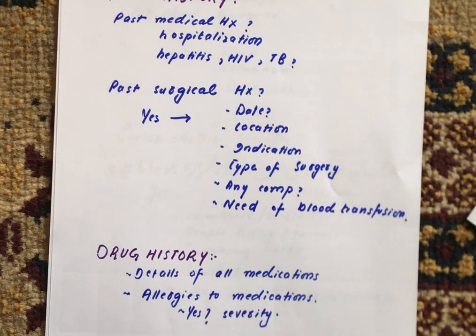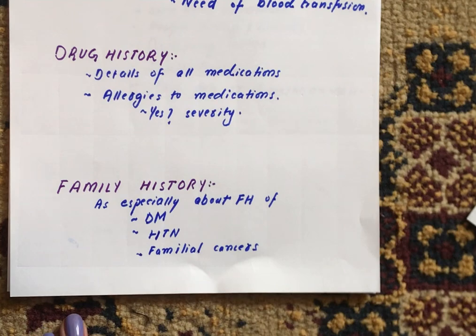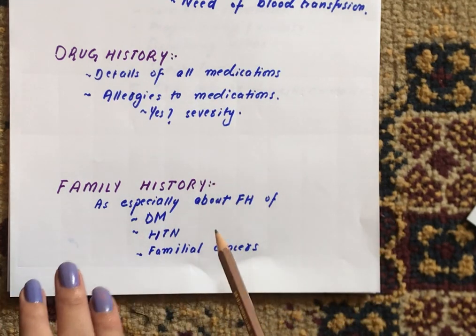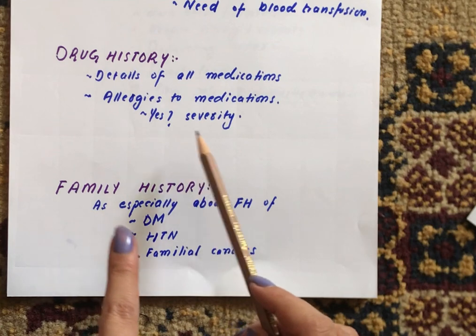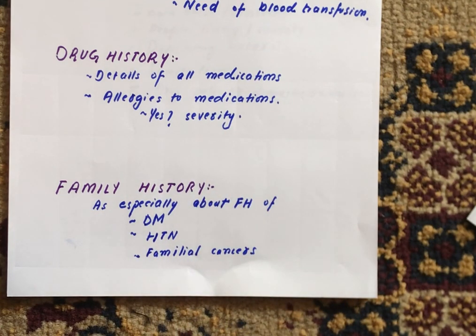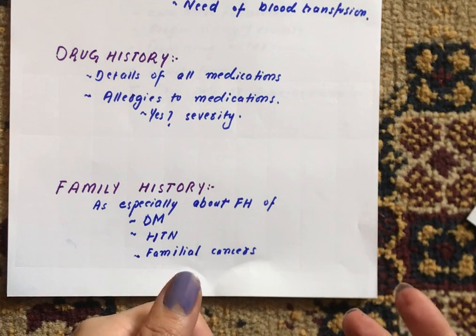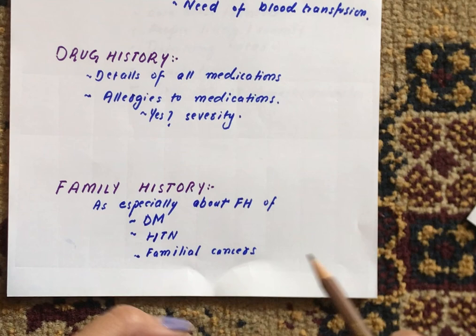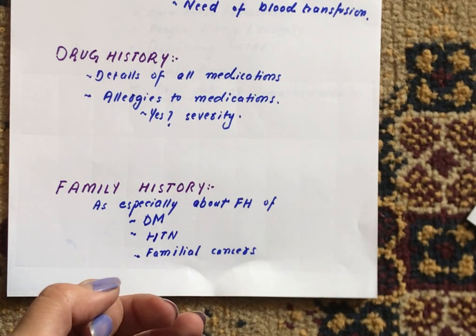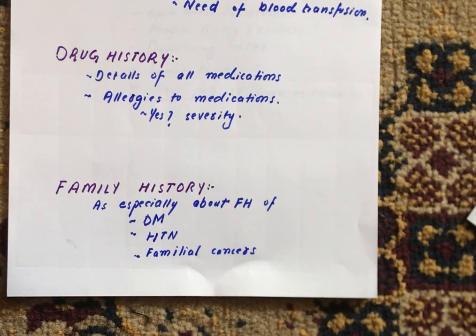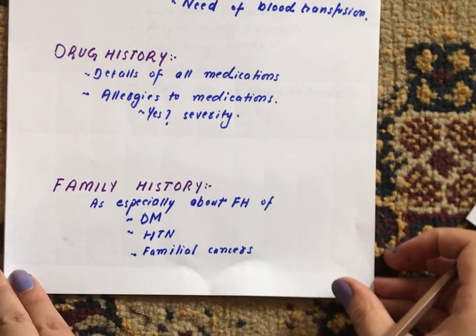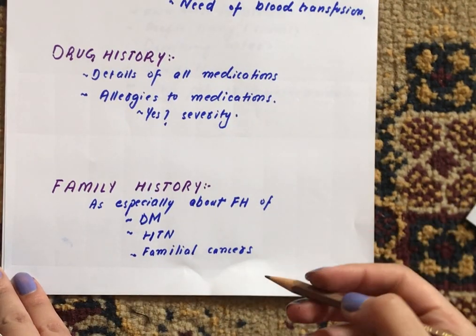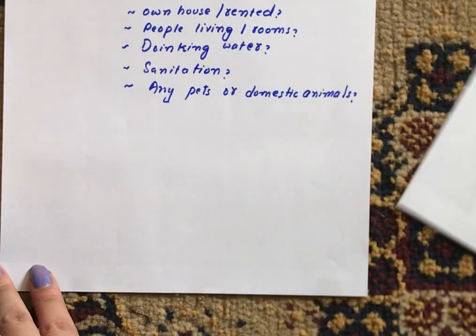Then comes drug history. Take details of all the medication that the patient is taking, and if the patient is allergic to any medications. If yes, then what is the severity? Is it a normal rash, itching, or proper symptoms? Family history. Ask about any history. At least you should ask about diabetes, hypertension, asthma, familial cancers, and congenital anomalies. These are a few points that at least you should ask in every history, and they are asked again and again.